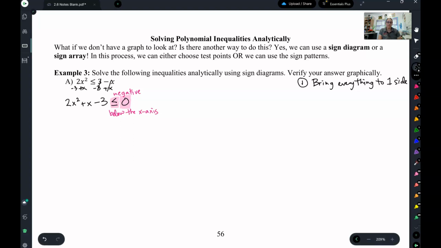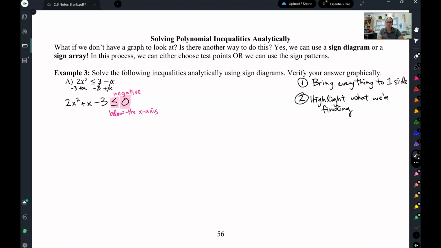So step 1, bring everything to one side, and then step 2, which we already did, we highlighted what we're finding. So I highlighted this, and I specifically wrote out we are finding the negative answers, the below the x-axis numbers. So that's step 2.